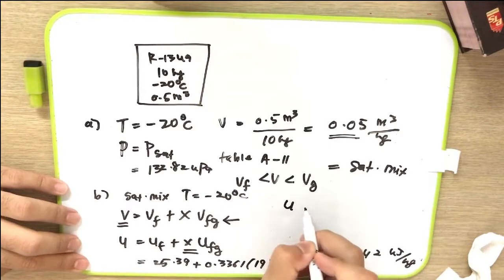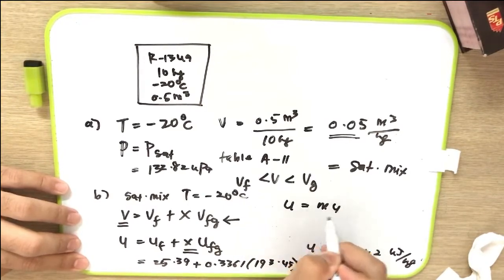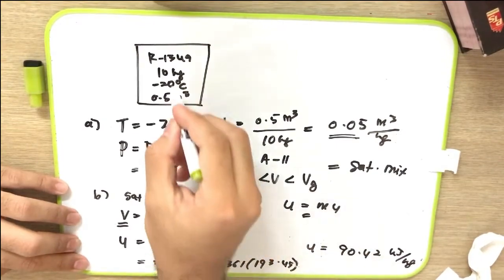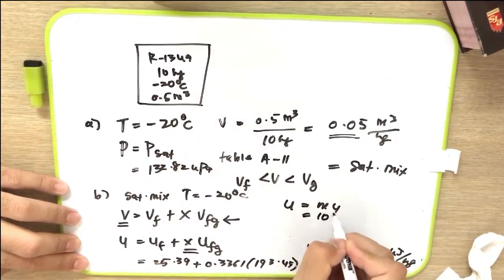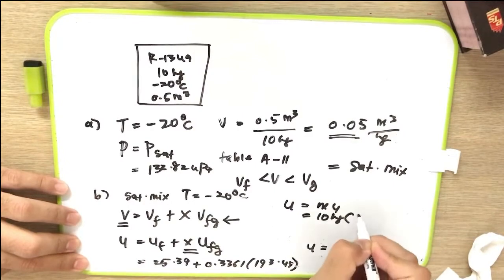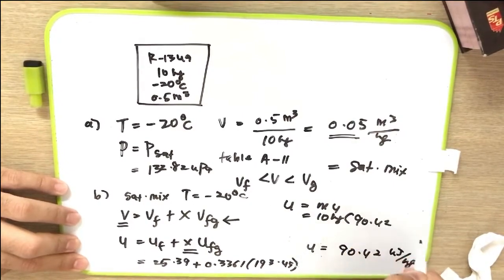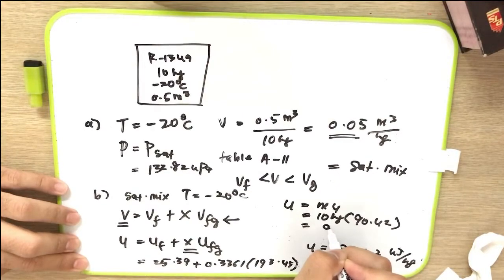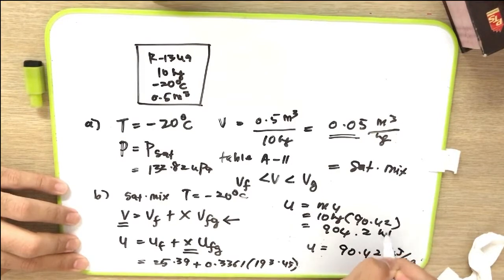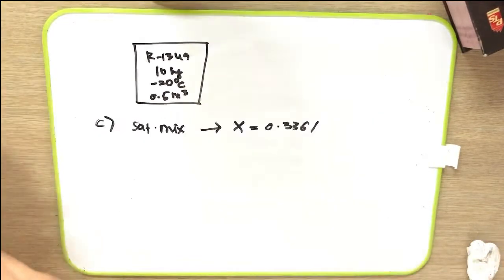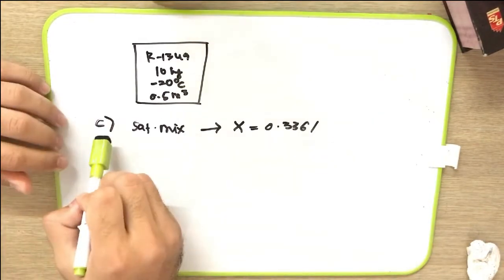So how to get U? Internal energy, capital U, is equal to mu. It's equal to M, which we already have here, 10 kg, multiplied with 90.42. So we will get 904.2 kilojoule. Okay, now we have to do question number C.